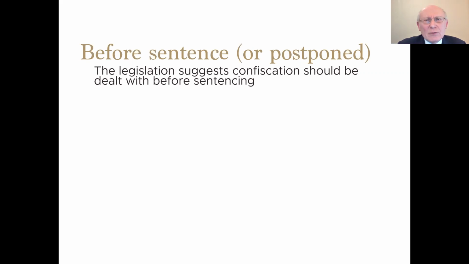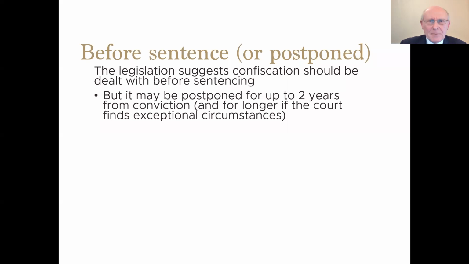So what can we do if we can't make the confiscation order before sentencing the defendant? Well, the legislation provides that there may be a postponement for up to 2 years from conviction. It also provides that if the court finds exceptional circumstances, that 2 years can be extended, and there's no limit on how long it can be extended. And we've seen cases over the years where the courts have found it pretty easy, frankly, to find exceptional circumstances, because, let's say, everybody's too busy to get around to it, and have extended the period.